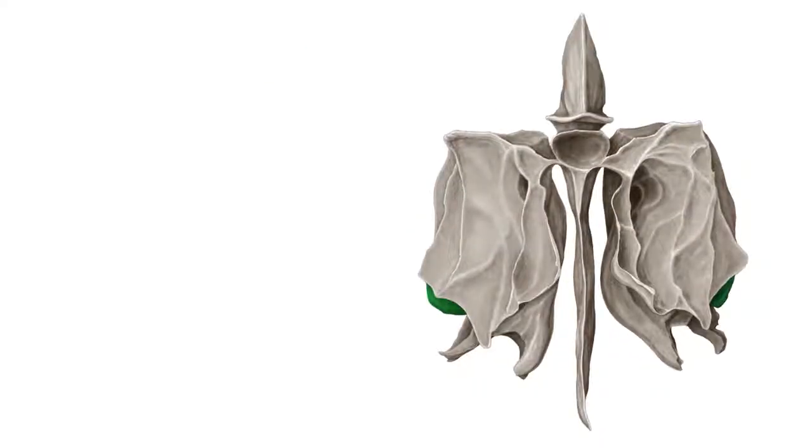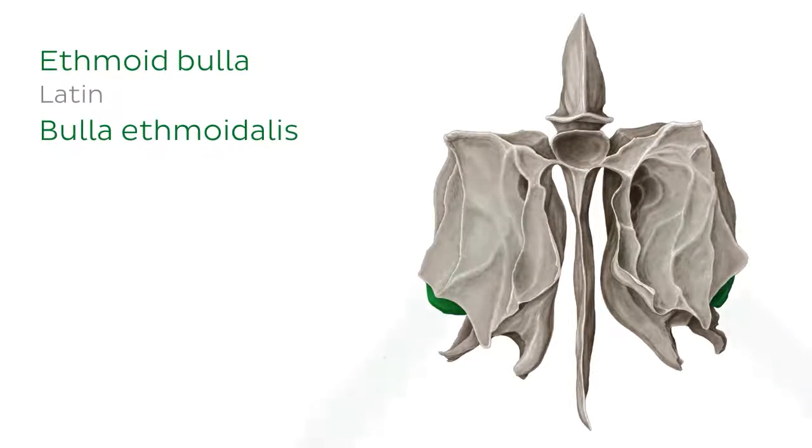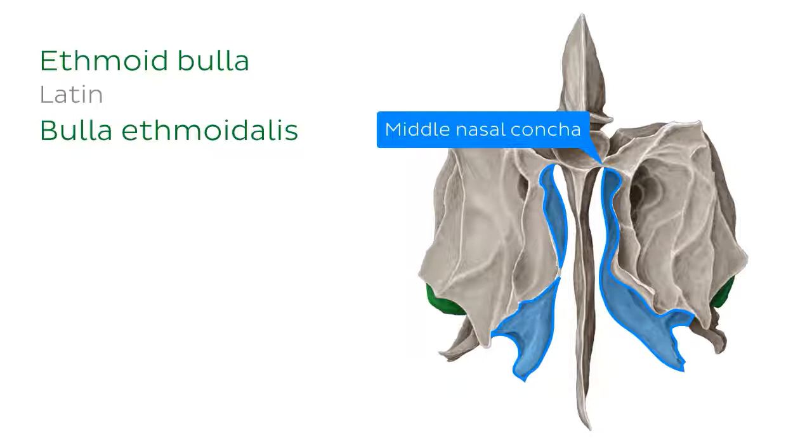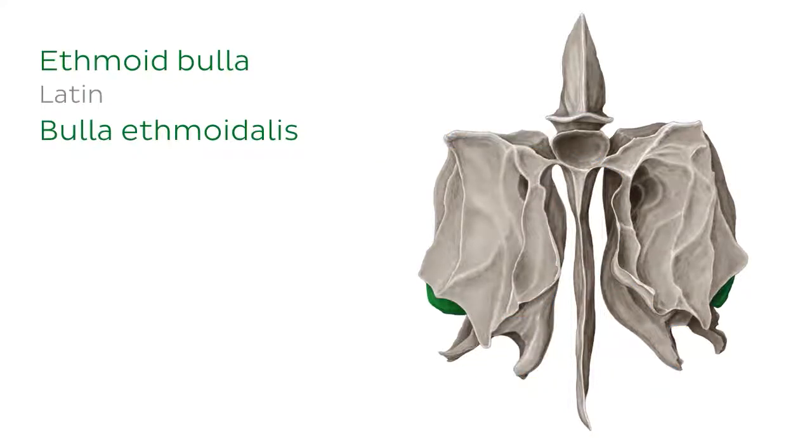The ethmoidal bulla, which you see now pointed at, which I also mentioned before, is a small bulge inferior to the middle nasal concha. The bulla is formed by a swelling of middle ethmoidal air cells into the lateral wall of the nasal cavity. And this is where the middle ethmoidal air cells open into the nasal cavity. This bulge creates a small groove called the semilunar hiatus just inferior to the bulla. The opening to the maxillary sinus is located in the floor of the semilunar hiatus.